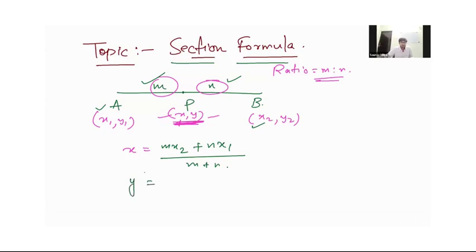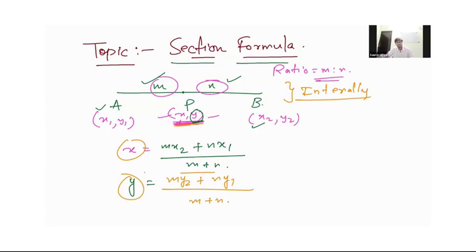Now I have to find my y value. It will be m into y2 plus n into y1, taking only the y values, upon m plus n. Clear? In this way we can calculate our x and y values if the ratio is given, the point which is dividing the line segment. This is the case for internal division, when the point divides internally.